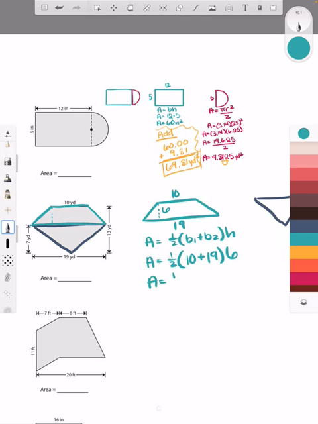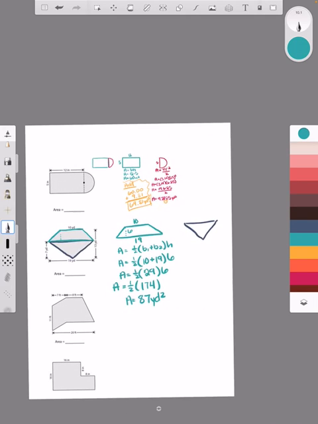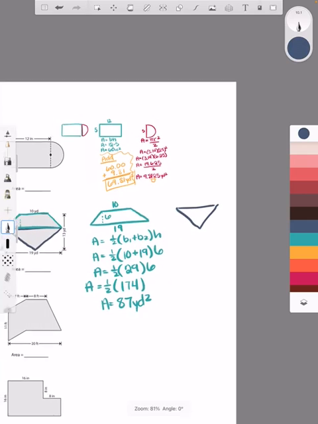All right, so now I'm going to add 10 and 19, which gets me 29. And then I'm going to multiply 29 times 6, which is going to get me 174. Now all that's left to do is multiply 174 times 1/2, which is the same thing as dividing by 2. And that gets me an area of 87 yards squared. So we found our area of the trapezoid. All that's left is for us to find the area of our triangle, then add those two together.